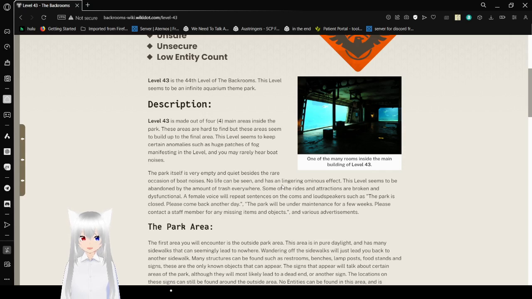The park itself is very empty and quiet, besides a rare occasion of boat noises. No life can be seen and it has a lingering and ominous effect. This level seems to be abandoned, judging by the amount of trash everywhere. Some of the rides and attractions are broken and dysfunctional.